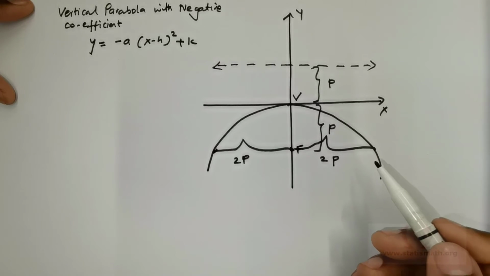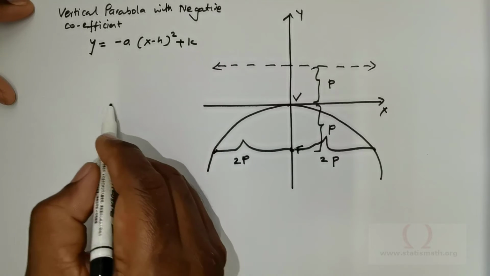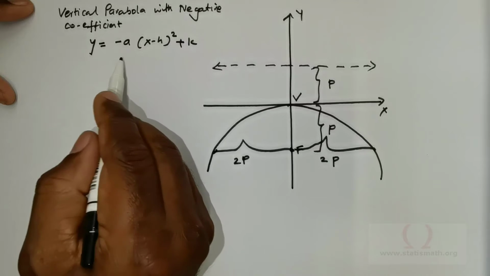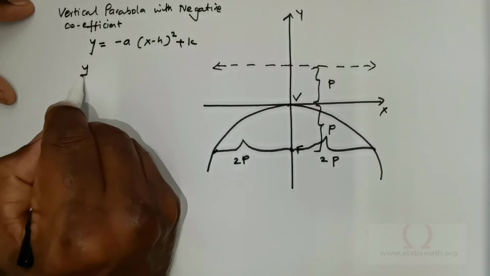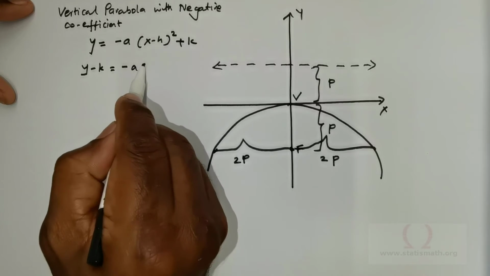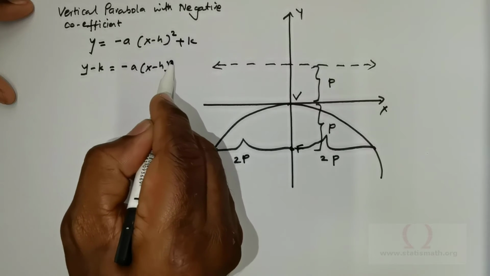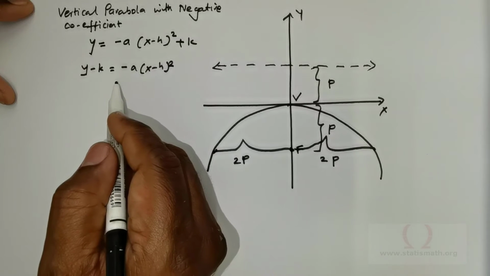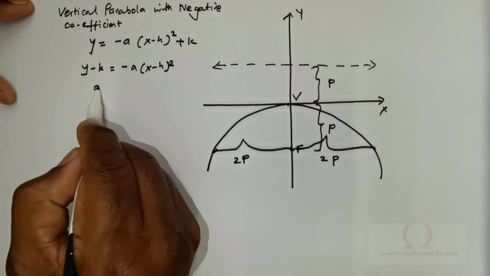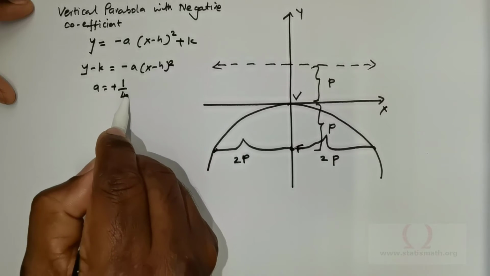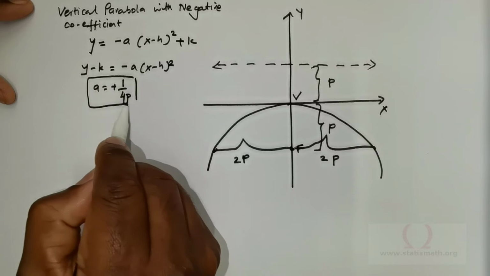Right, so this is represented in this form. Now if I were to rewrite this, I can rewrite this as y minus k is equal to negative a times (x minus h) raised to the power 2. This is one way to write it, and clearly we know that a is equal to 1 over 4p. This is the value of a.